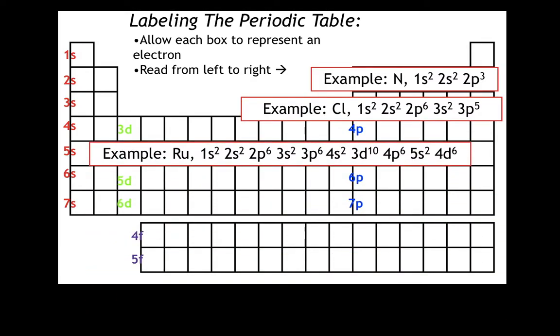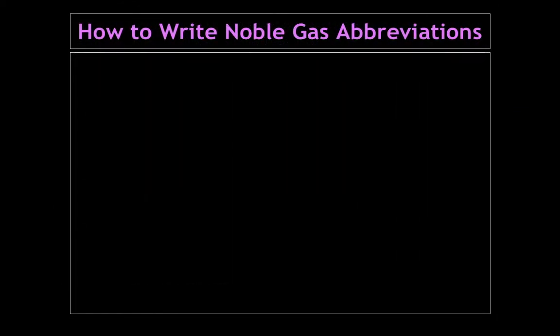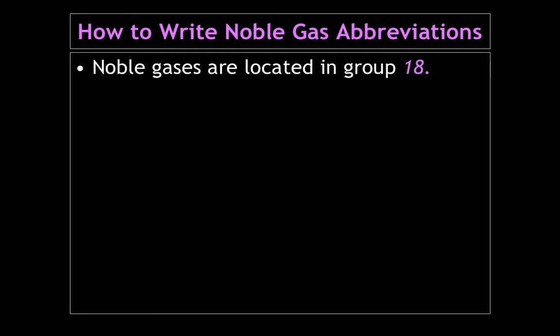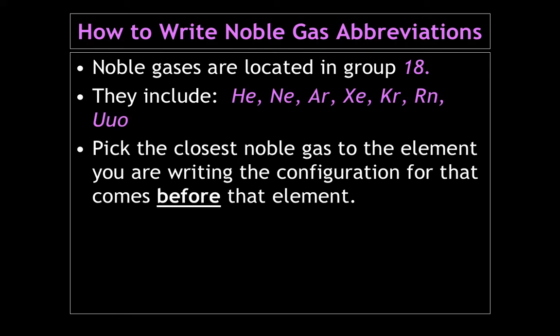So electron configuration, here are some examples. We went over how to write it in the last lesson. It was a long lesson, so we're not going to go over this again. But noble gas abbreviation, here's the new stuff. Noble gases are all located in group 18. We've known this since before you even saw me. You knew these were noble gases, and this is group 18.